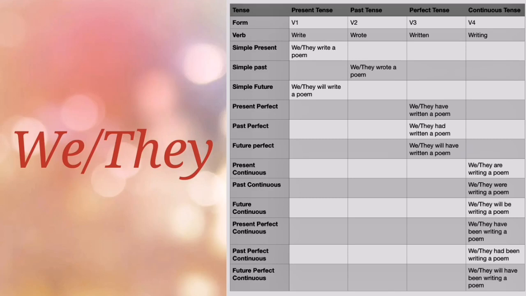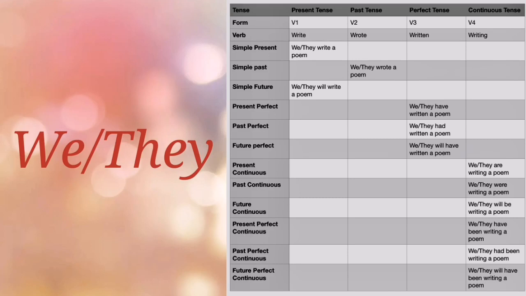V3 written is used to make present perfect tense we or they have written a poem, past perfect tense we or they had written a poem and future perfect tense we or they will have written a poem.